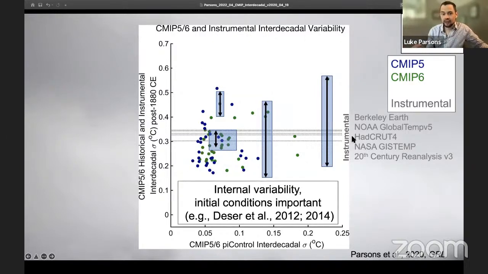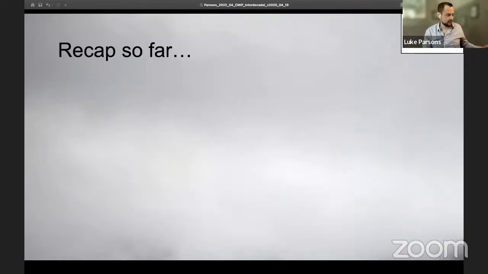So clearly here, internal variability and initial conditions are important. And I think if we're going to try to use historical runs to, let's say, constrain climate models, we need to be careful with how we're doing it. We need to use these large ensembles or multiple runs if we're able to do so. Okay, I know this was a lot.